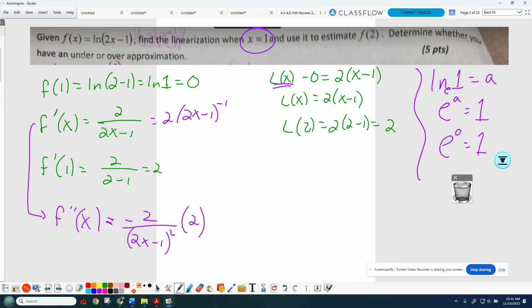So Constantine, she said we need to look at the sign of the second derivative. It's negative. What does that mean? It's an over approximation because it's concave down. If you draw a concave down line and then you draw a tangent line, the tangent line will be above it.